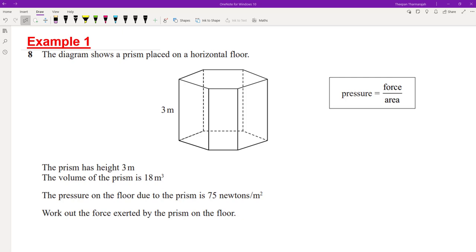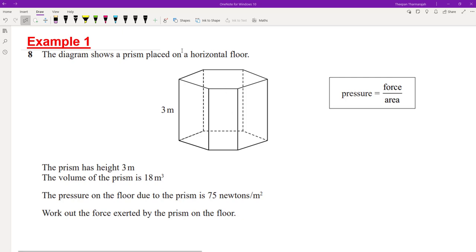So this question says the following. The diagram shows a prism placed on a horizontal floor. So we've got that the height is 3 meters and that the volume is 18 meters cubed. Now the pressure on the floor due to the prism is 75 newtons per meter squared. Now it says work out the force exerted by the prism on the floor.